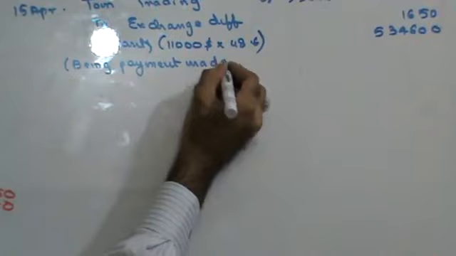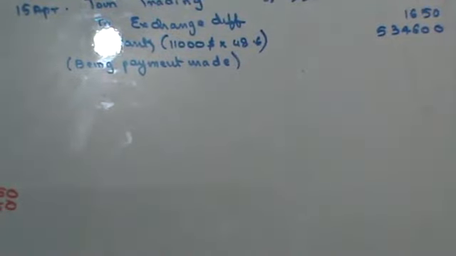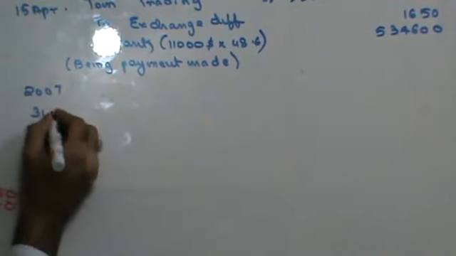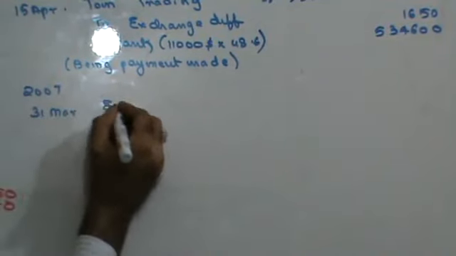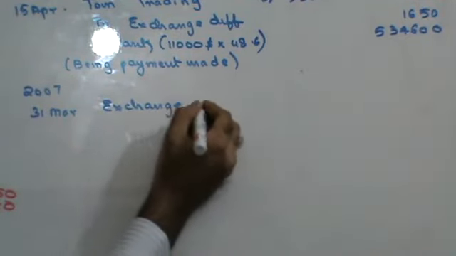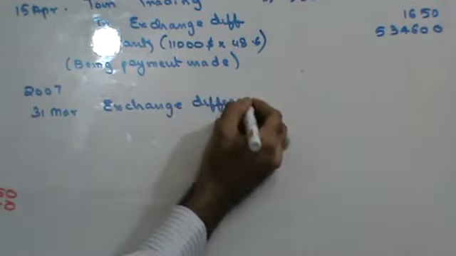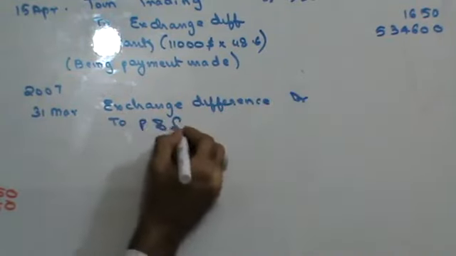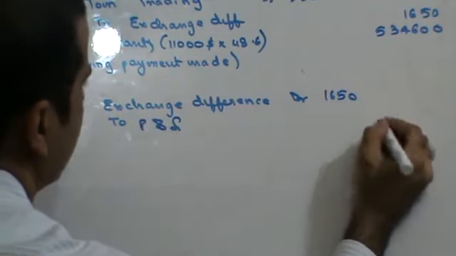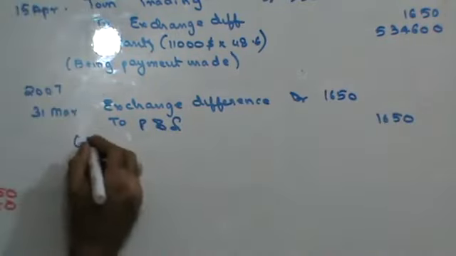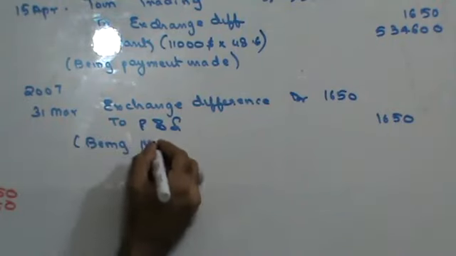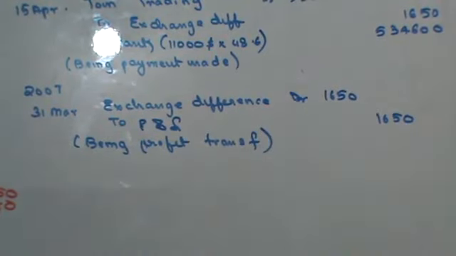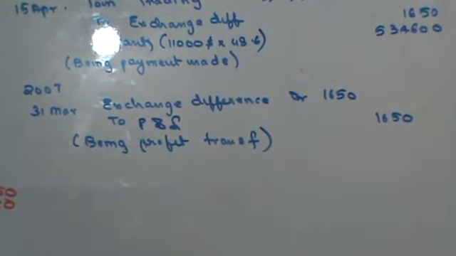Right? Now once you make the payment, then transfer. This was 2006. In 2007, 31st March, transfer the profit. So this is going to be exchange difference account debit to P&L, 1650, being profit transfer. Right? That finishes that sum. We'll stop this here for the day. Thank you very much.